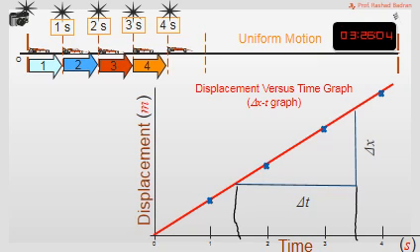Similarly, the corresponding one to t final is this one. If you draw this line all the way in here, and another line in here, this is delta x, so you just divide delta x over delta t.